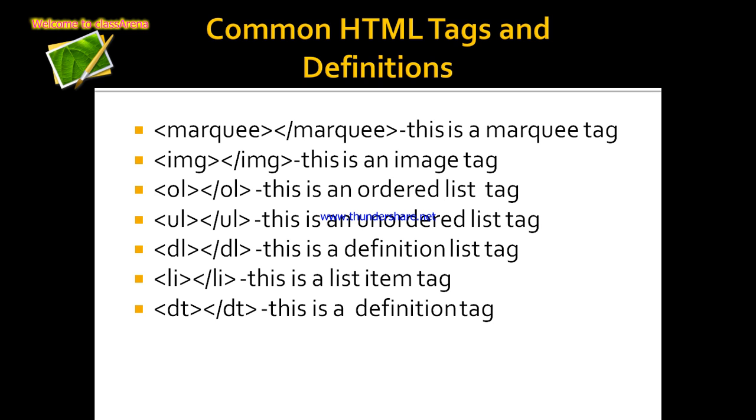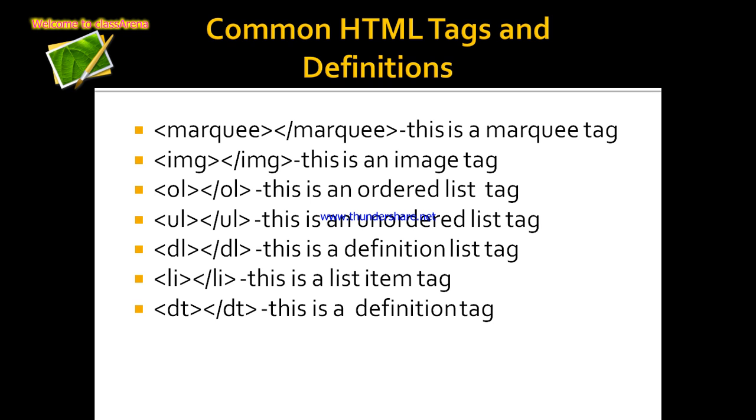Alright, now we go to this one, which is dt, the definition term tag. This tag is used to describe the item which is to be described, or which you will be describing. Do you understand?